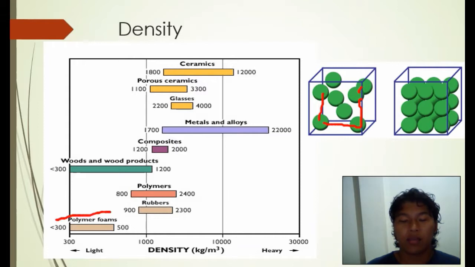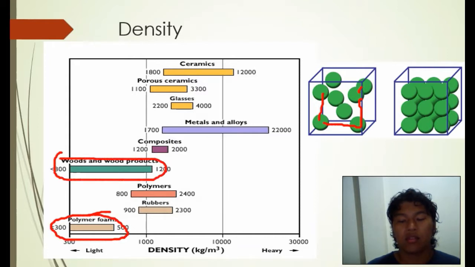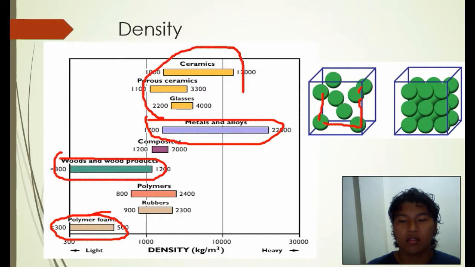For example, we see the polymer foams and some woods as products. We see that the density is lower in comparison with the metals or even ceramics. This is due to the configuration of the molecules.